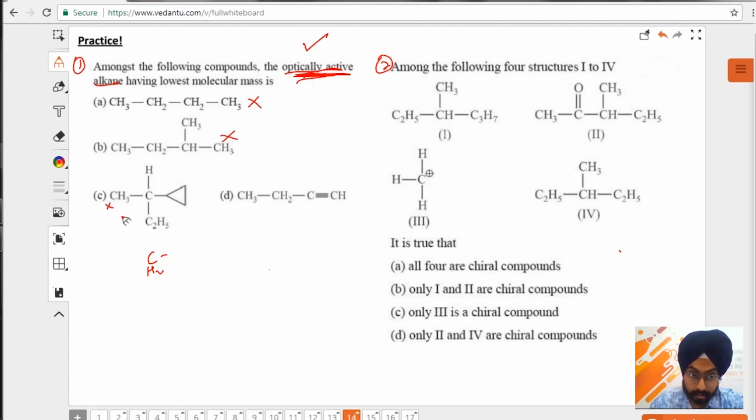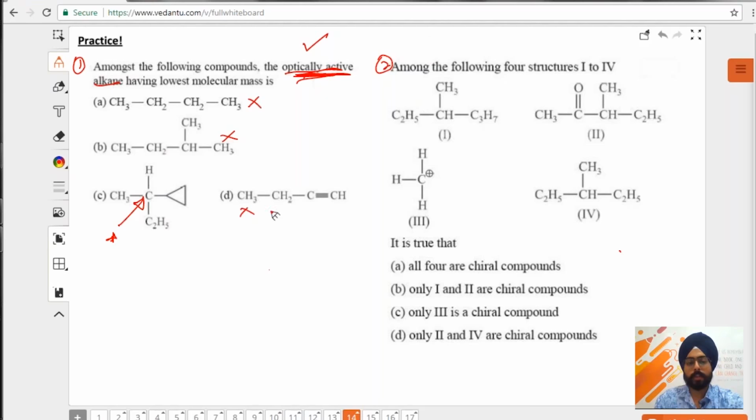What you have in the center, this one, right? It has 4 different groups attached to it. 1 group, 2 group, 3 group, and 4 groups. Yeah, 4 different groups of carbon attached to it. This one is chiral. I'll put a star mark here.